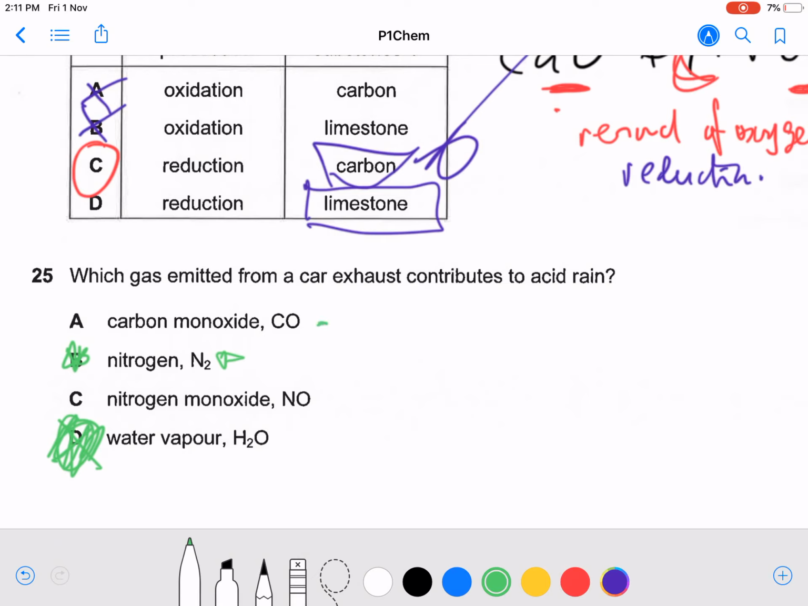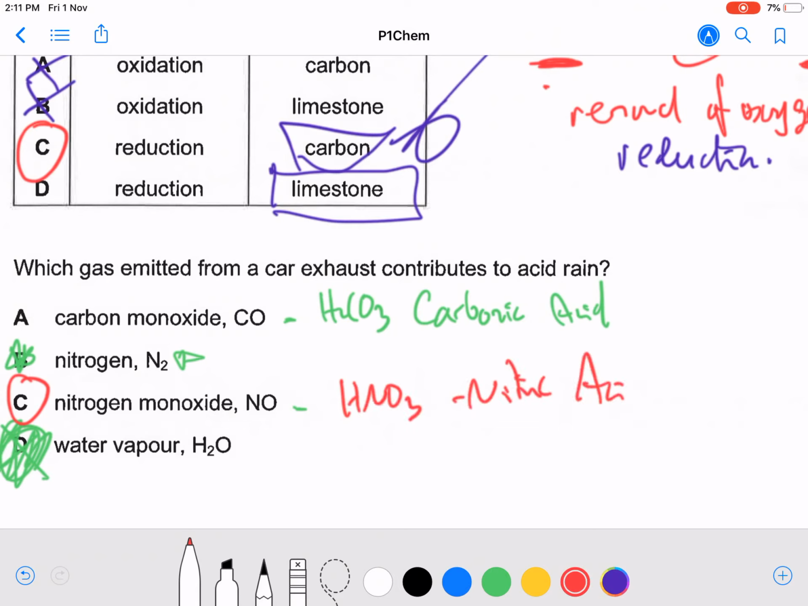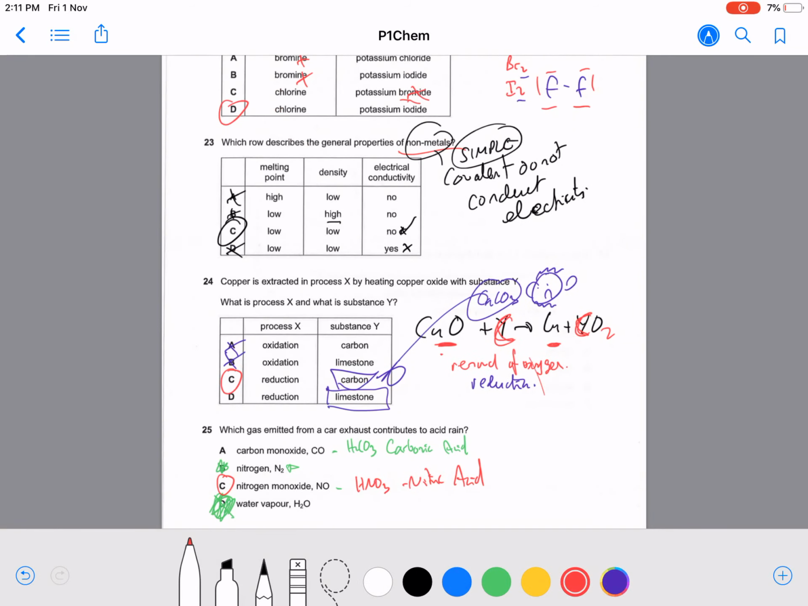Carbon monoxide would come out of a car exhaust, as would nitrogen monoxide. Carbon dioxide may well form a weak acid called H2CO3, carbonic acid, which is mild acid rain, but it's not very strong. The strongest contributor to acid rain would be nitrogen monoxide, which when it reacts with water will make HNO3, nitric acid, which dissolves buildings, destroys aquatic ecosystems, and kills fish.